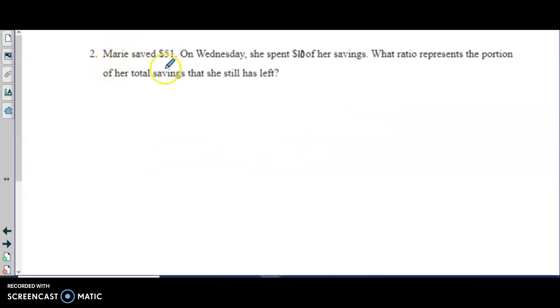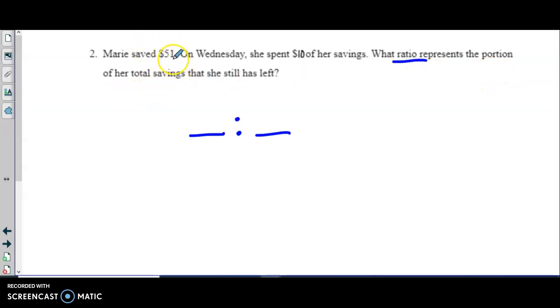Marie saved $51. On Wednesday, she spent $10 of her savings. What ratio represents the portion of her total savings she still has left? All right, so we know we're writing a ratio, which is like a number, colon, and then another number. And it says that we want to write the ratio of the portion of her total savings she still has left. So we know we're dealing with the portion she has left and her total savings.